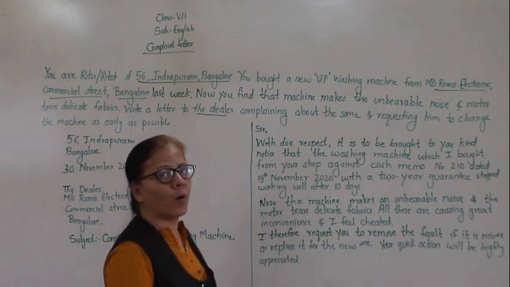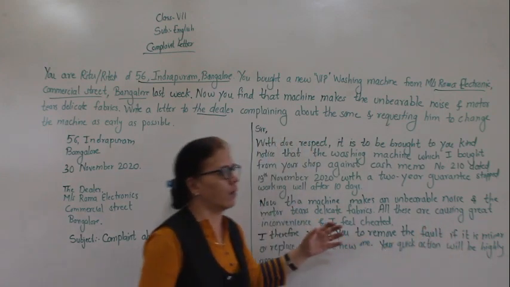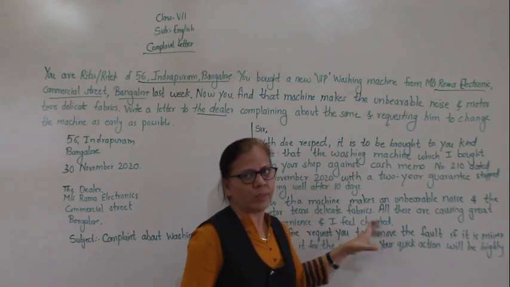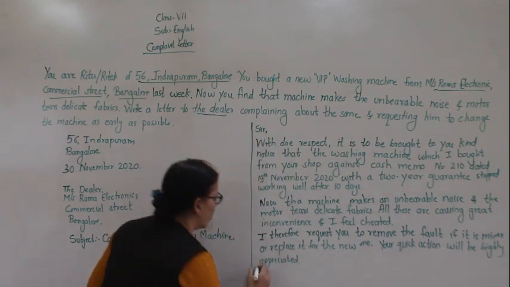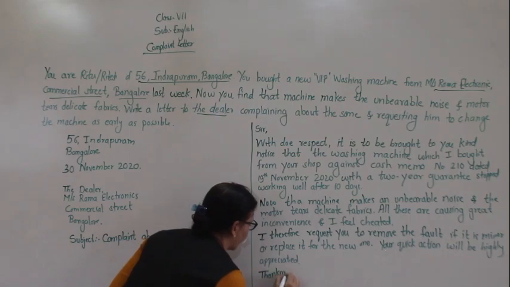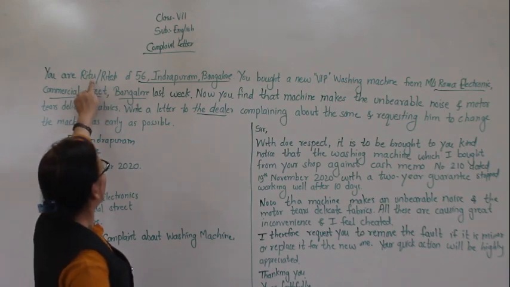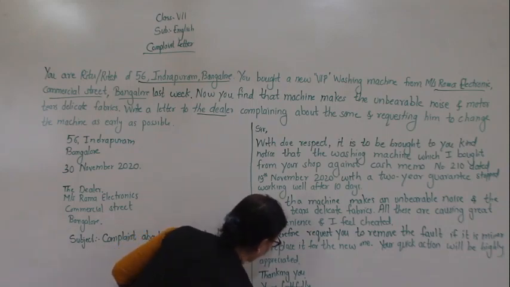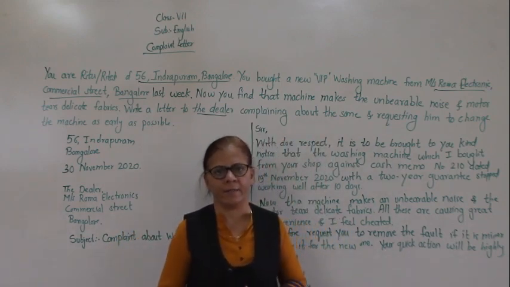So here, what you want the dealer to do is that if there is a small fault, then the dealer should repair it or exchange it, because there is a guarantee as per the guarantee conditions. So the dealer can remove the fault or exchange. Then we will come to the last part. After that, Thanking you. Yours faithfully. Then the name. What is your name here? You are Ritu or Ritesh. So girls may write Ritu, boys may write Ritesh. So in this way, you have to write a complaint letter.